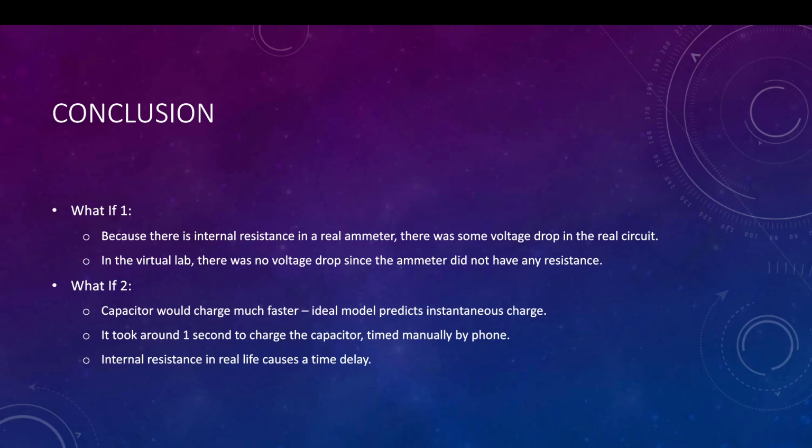In the second what if question, the capacitor would charge much faster if the system was ideal, because the ideal model predicts instantaneous charge. However, it took around 1 second to charge the capacitor, which was timed manually by phone. And the internal resistance that the circuit elements have in real life causes this time delay.